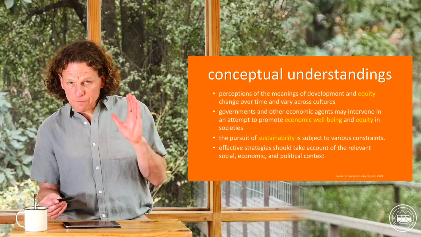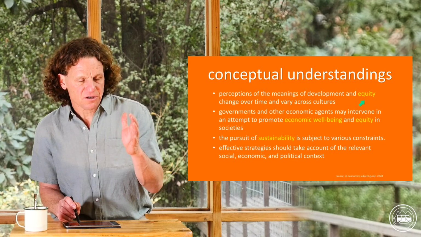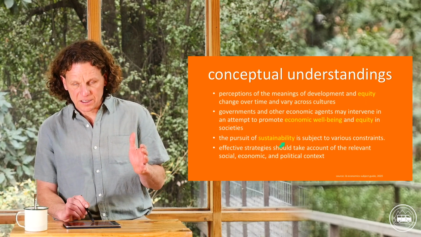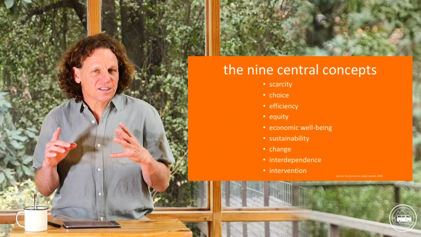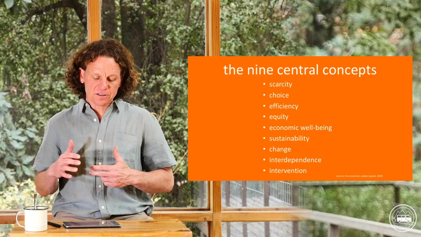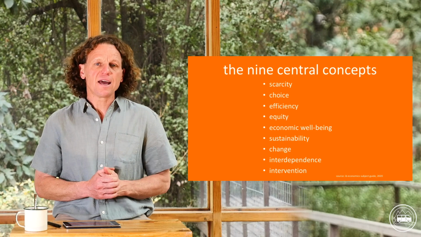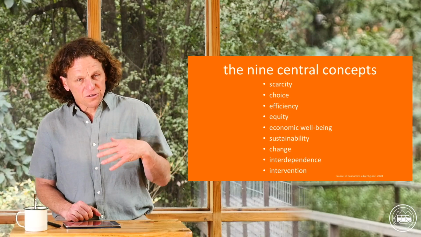Super cool. And of course, littered in these conceptual understandings are some of the 9 central themes or concepts of the IB economics curriculum, which is equity, economic well-being, equity again, and sustainability. And if you forgot, let me help you remember that the 9 central themes of IB economics are scarcity, choice, efficiency, equity, economic well-being, sustainability, change, interdependence, and, you know it, government intervention, or just intervention, okay? So there you have it. That's the 6th driving real-life issue or question of inquiry underneath all of your studies of IB economics.